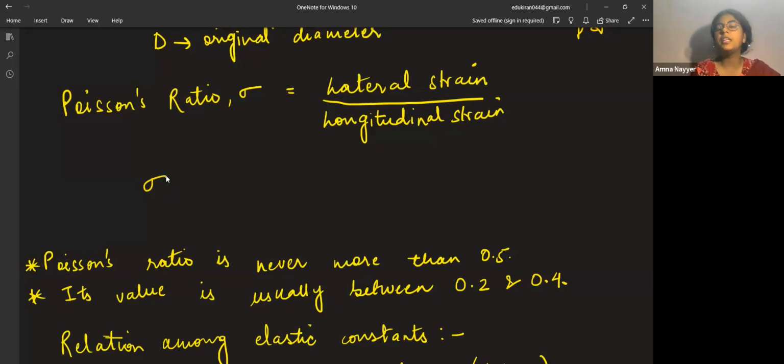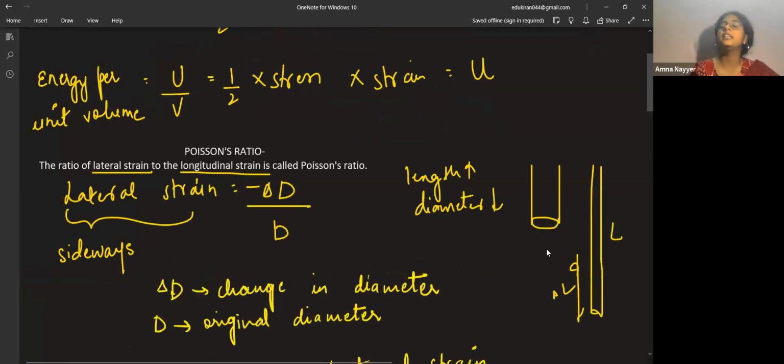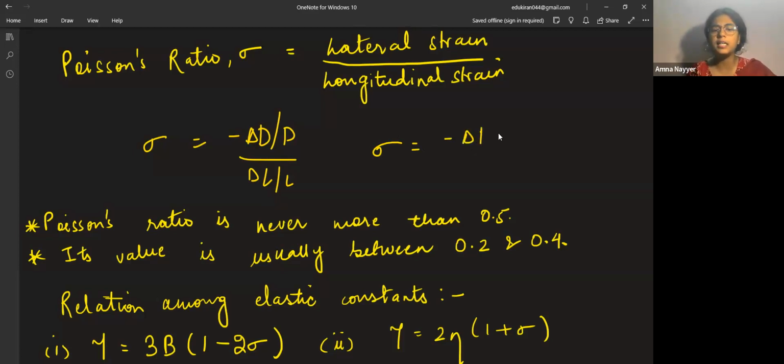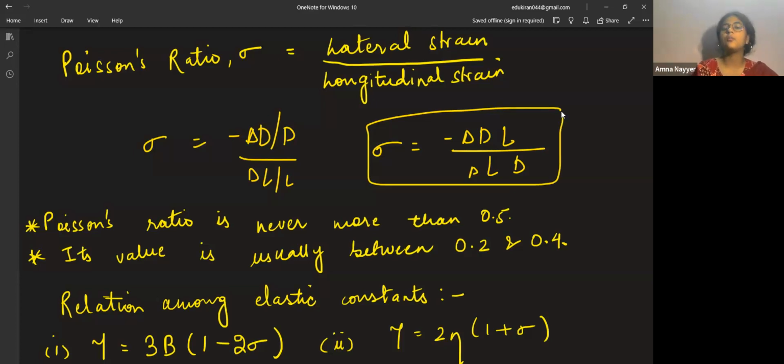We represent Poisson's ratio by the symbol sigma. So sigma is equal to lateral strain, which I have told you, minus delta d by d. If I'm using the term minus, it means the diameter is decreasing. Not an increase in diameter. If there is any increase in diameter, we'll use the plus sign. So usually it's a decrease in diameter only. Minus delta d by d divided by delta L by L. So sigma becomes, forget the minus sign, or keep it also, delta d into L by delta L into d. This is the formula that we'll be using. Now, a few terms which you should remember.